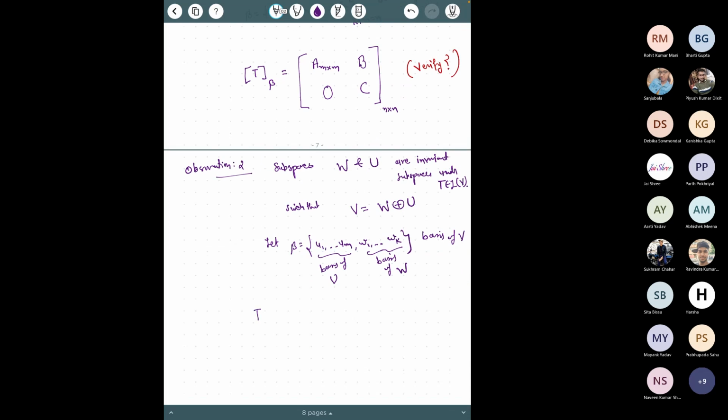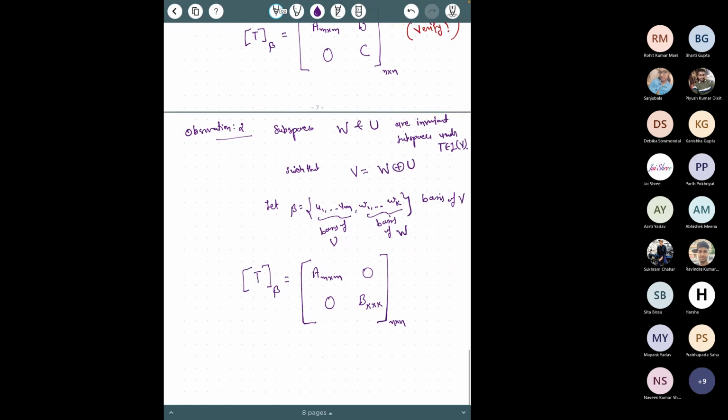Now, if I look at the matrix of T with respect to this basis, then what would be the form of this matrix? Can you tell me what would be the form of this? An M cross M block, then zeros below, then zeros off the diagonal and a matrix on the diagonal. Yeah, so this would be K cross K. You're right. So this is an N cross N matrix.